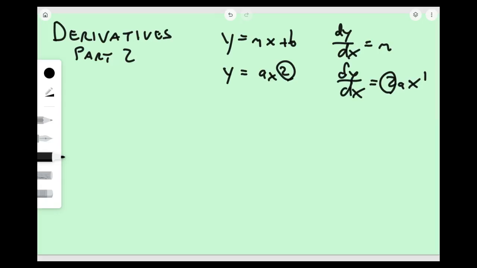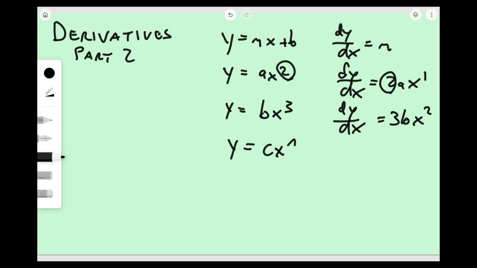So we can keep on going. You could have y equals something like bx cubed, and then dy dx would be 3b times x squared. And we can generalize that as y equals cx to the nth power. dy dx in that case is n times c x to the n minus 1. So that's x to the n minus 1 power. And that'll work for all of these.